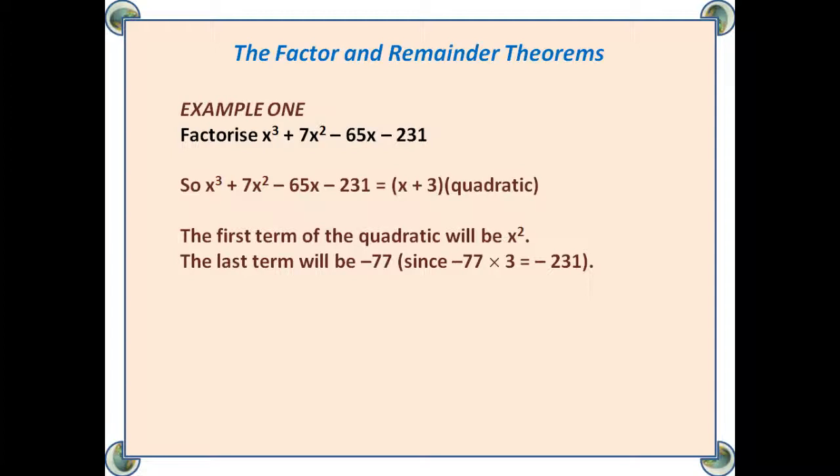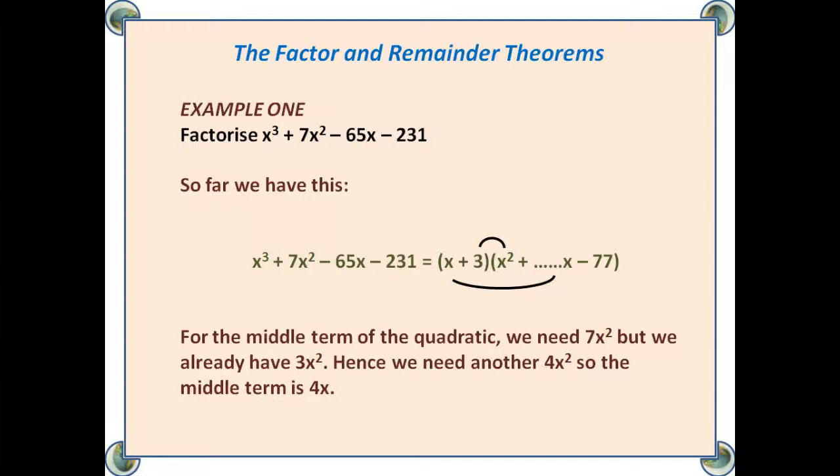So what have we got so far? We've discovered that x cubed plus 7x squared minus 65x minus 231 is x plus 3 multiplied by a quadratic. We know that the first term of the quadratic will be x squared, because when we times that by x, we get x cubed. And we also know the last term will be minus 77, because minus 77 times 3 is minus 231. So, this is what we've got so far.